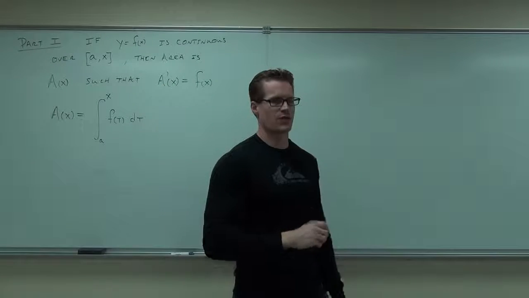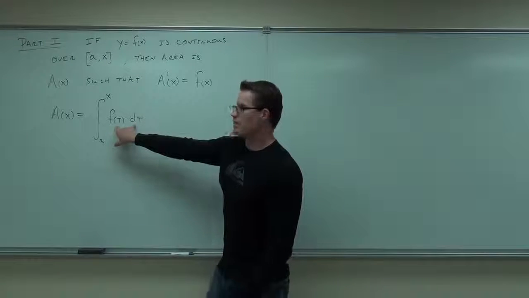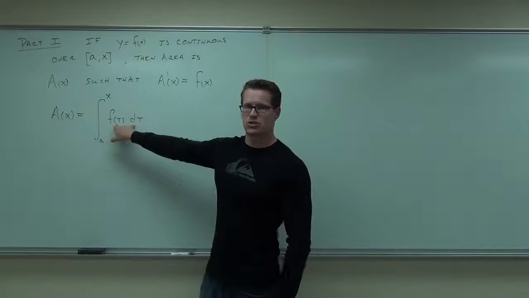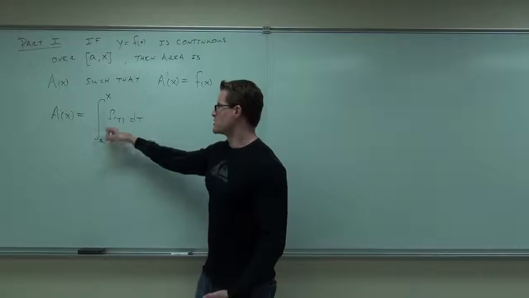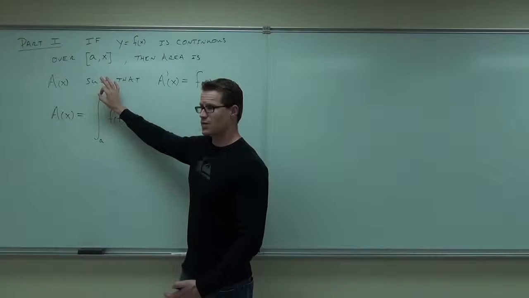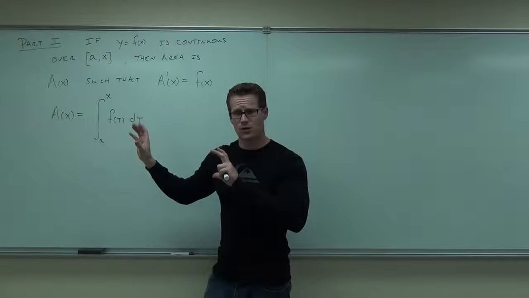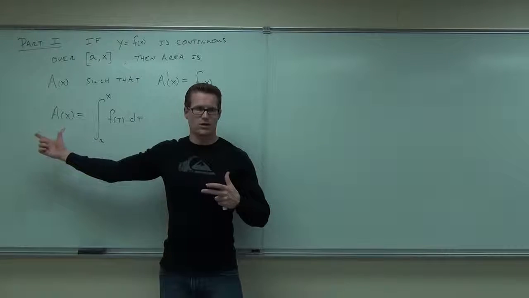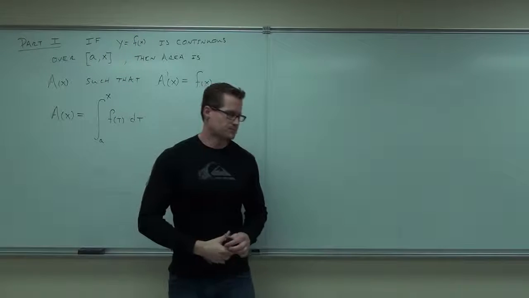Now, why the dummy variable doesn't matter is because when you take the integral of this, you're going to have a function in terms of t, correct? But look at your bounds of integration. You're going to go from a to x. You'll be plugging in the x's somewhere for your t's. You'll reinsert them into your equation. That would give you an area function in terms of x like we're looking for. How many people feel okay with this so far? Okay.